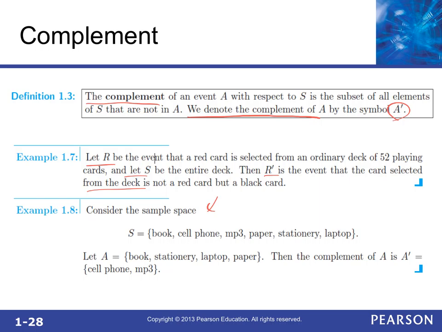Another example here is, consider the sample space S equals book, cell phone, MP3, paper, stationery, and laptop. And if you let A be book, stationery, laptop, and paper, obviously in this case the complement of A is cell phone and MP3.